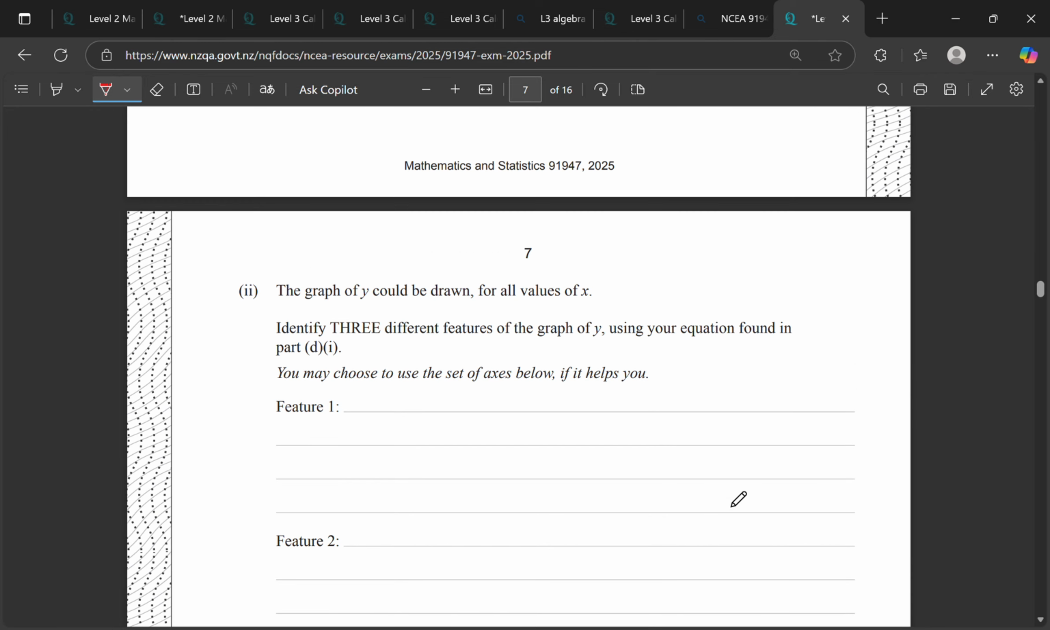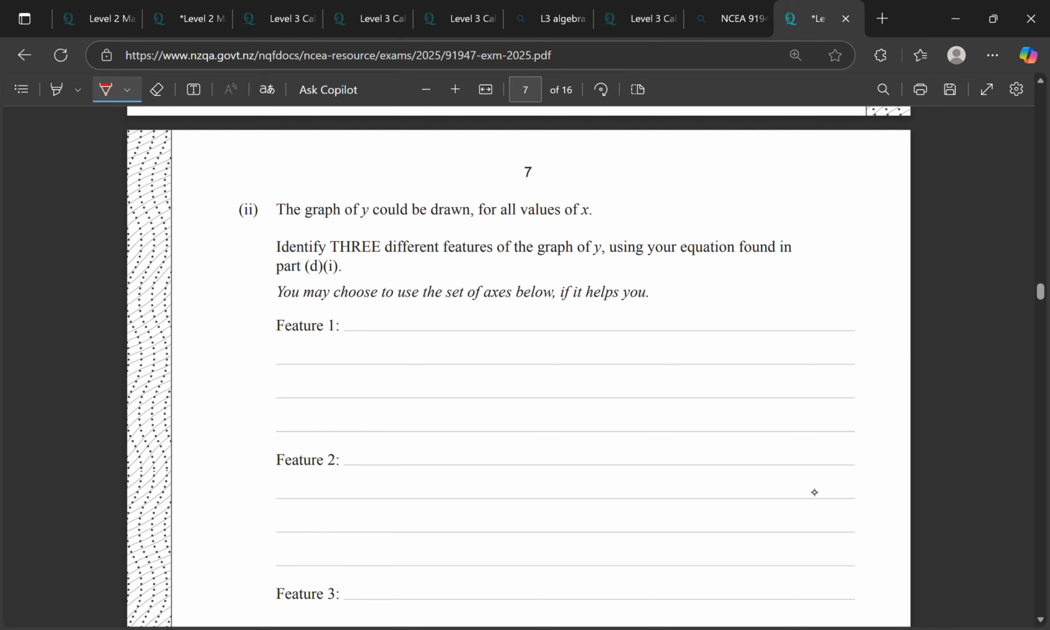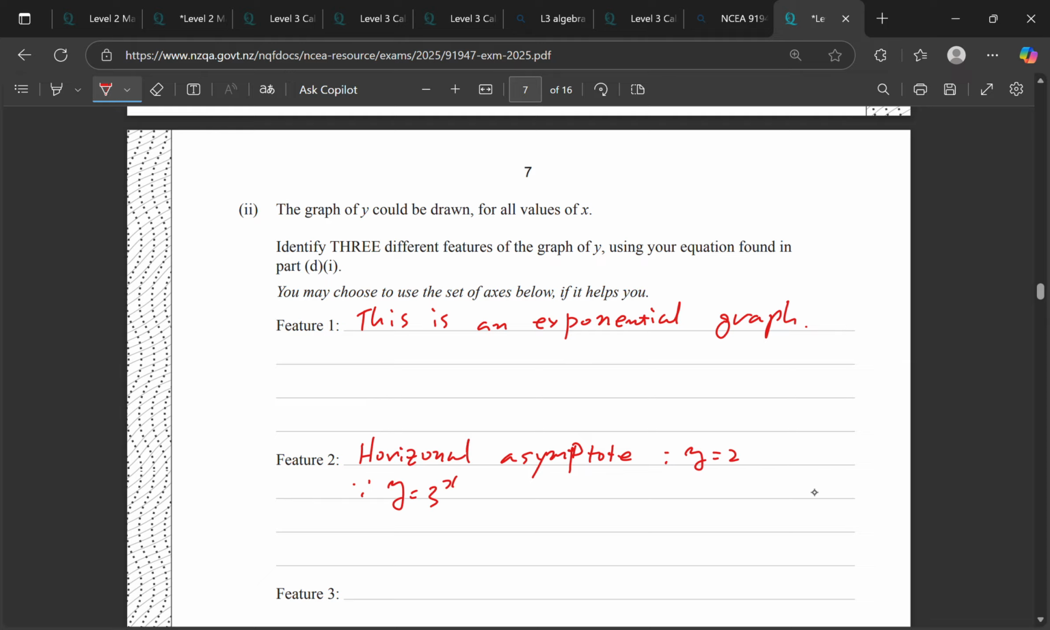So the features: first, I would say this is an exponential graph, and feature 2 would be the horizontal asymptote, which is y equals 2, because y equals 3 to the power of x plus 1, plus 2. So because of this, yeah.